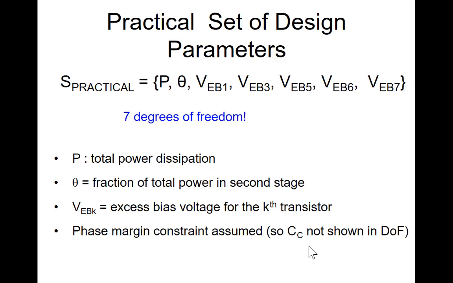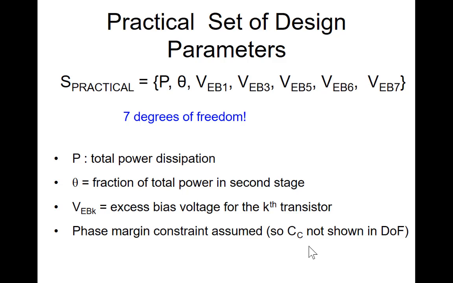So let me go back and identify another parameter domain. Keep in mind, you can define any parameter domain you want. The excess biases work pretty well for us on a single stage op amp. So let's try the excess biases, the power, and the power split between the first and second stage. How many parameters do I need in this alternate parameter domain? I happen to have 7.